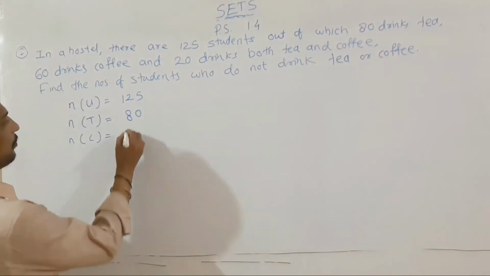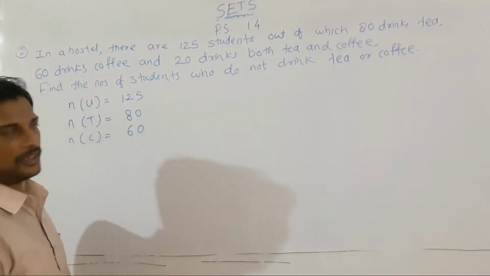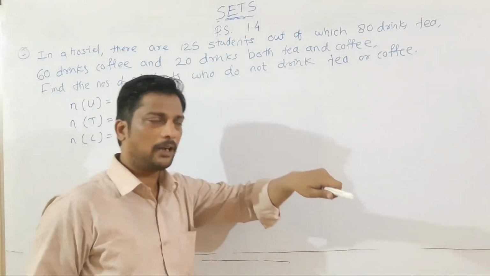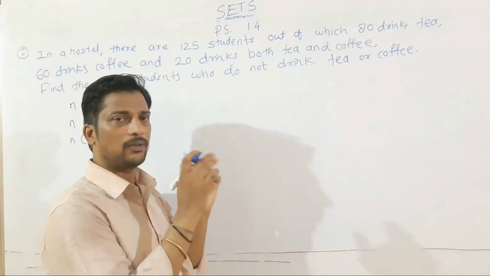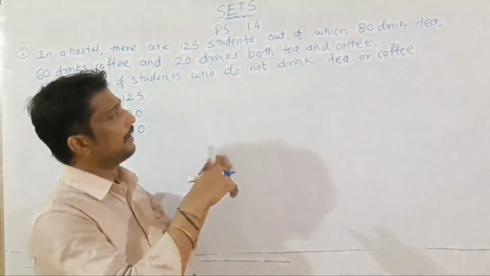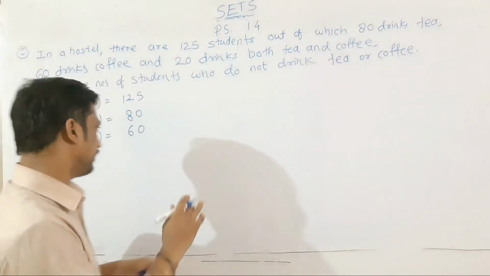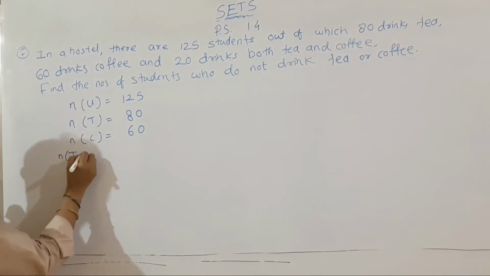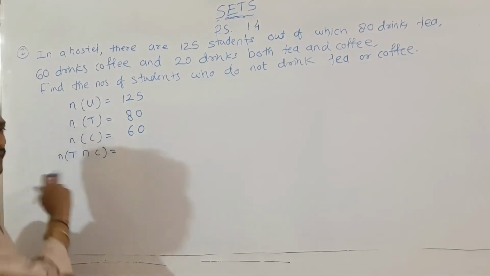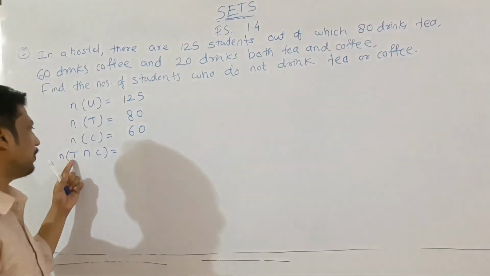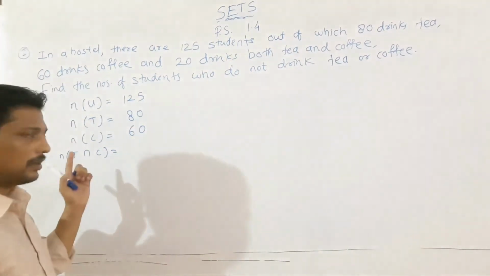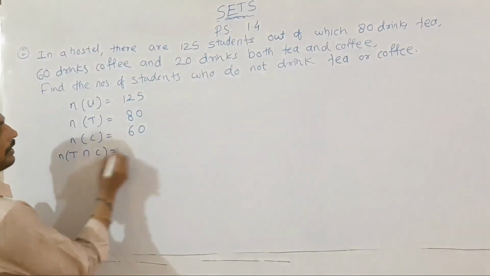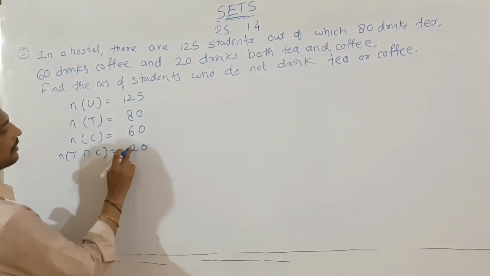There are a total of 60 students. Fine. Now, 20 drink both tea and coffee. That means 20 students are those who take tea as well as coffee. So, I can write n of T intersection C. T intersection C means those who drink tea as well as coffee, they drink both of them. And it is nothing but 20.